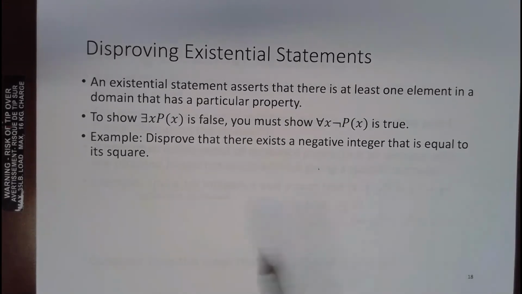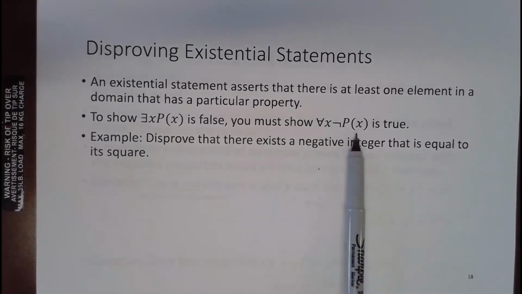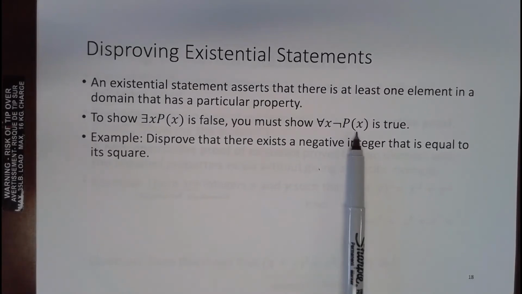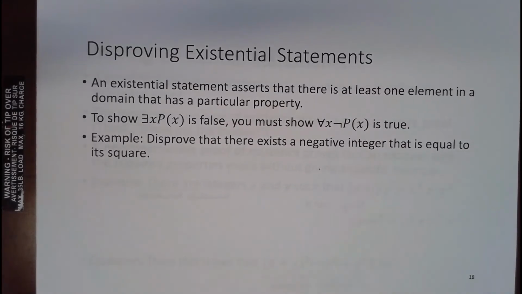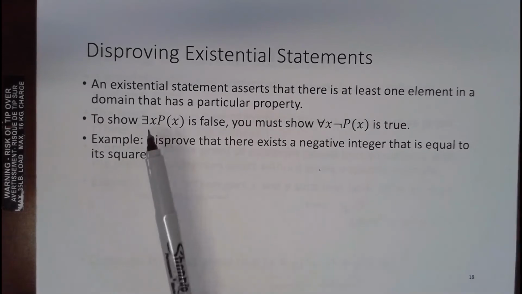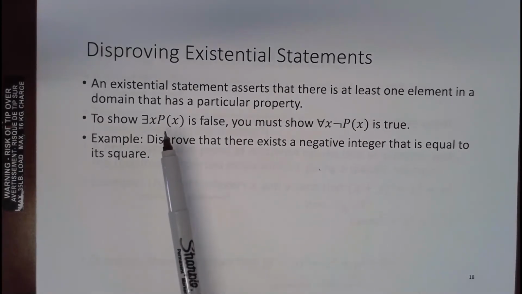So, proving an existential statement is easy, disproving it is hard. Just the opposite for universal. Proving a universal is hard, disproving it is easy. All you need is one counterexample. For an existential, to prove it, all you need is one example. Disproving it is hard because you have to consider the whole entire domain.